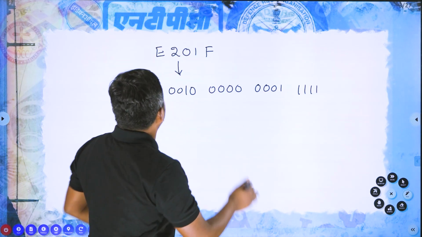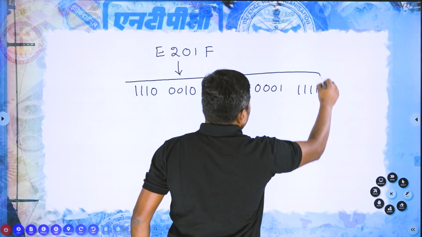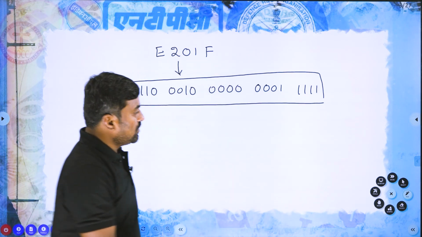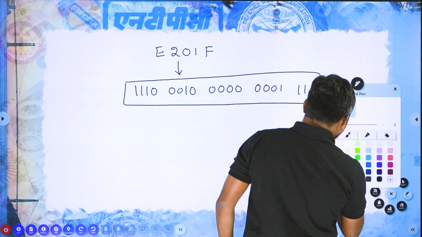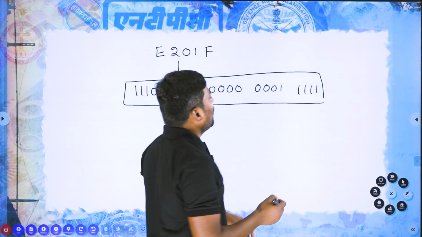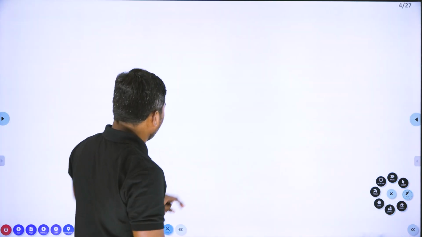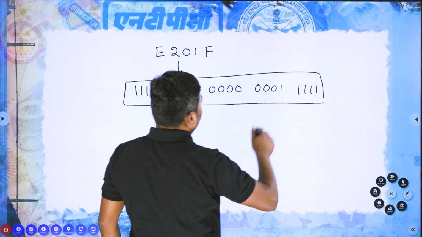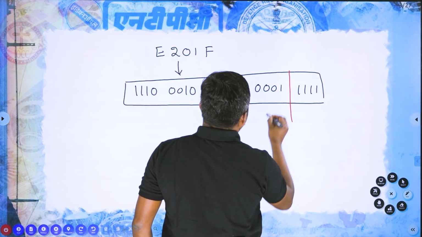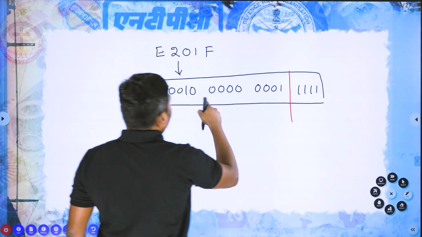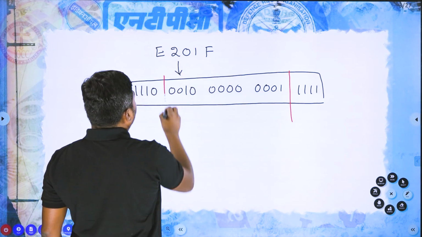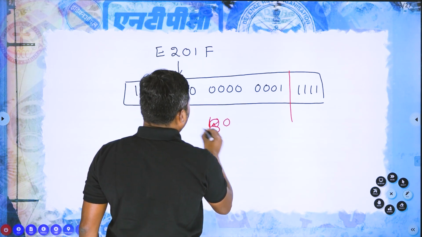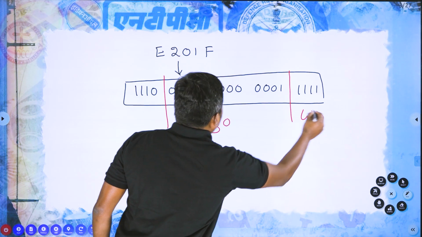Yes or no? Yes. Now this entire 20 bit address needs to be divided into only 3 parts. What are the 3 parts? Word offset, how many bits? 4. Block offset 12. Divide it. 1, 2, 3, 4. This is 12. 1, 2, 3, 4. Sorry, this is going to be block offset. This is word offset, am I right? And this is tag.